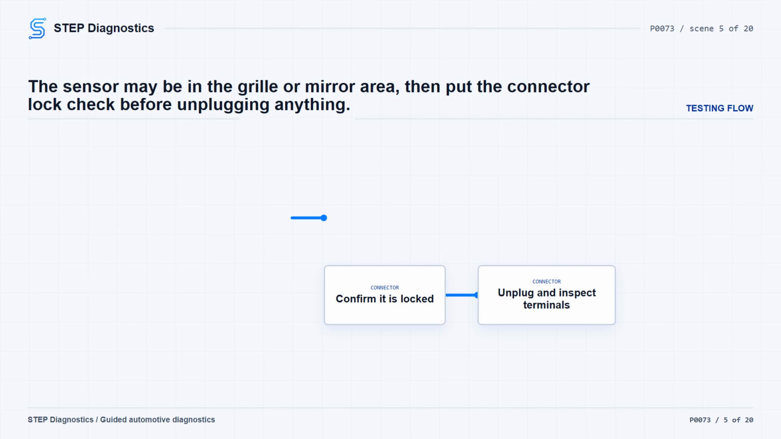Before unplugging anything, make sure the ambient temperature sensor connector is fully seated and locked. Depending on build and configuration, the sensor may be in the front grille area or in either mirror housing, so make sure you are testing the correct part of the circuit for the vehicle in front of you. Also remember that circuit high and circuit low faults can be monitored by more than one module, but the PCM is the one that performs the rationality check on the ambient air temperature signal.